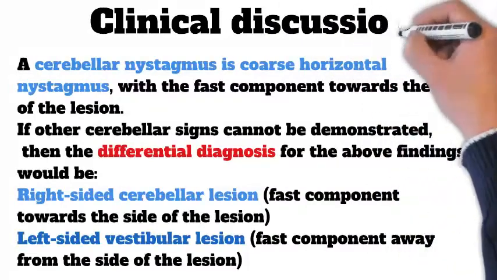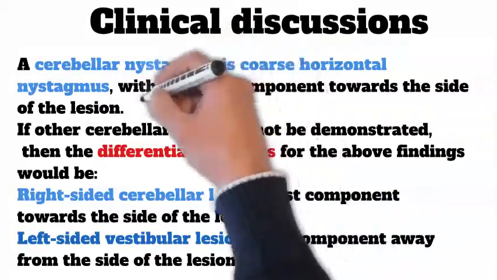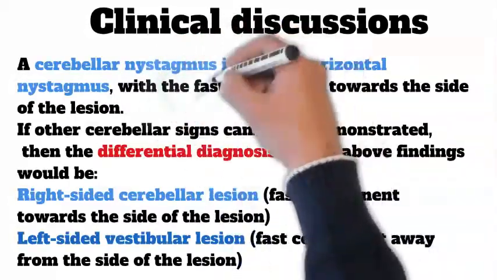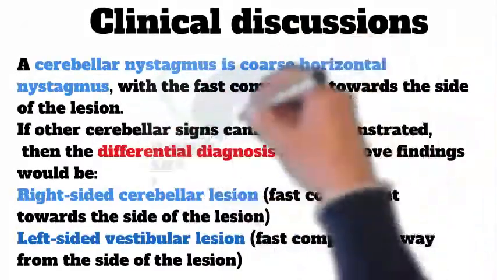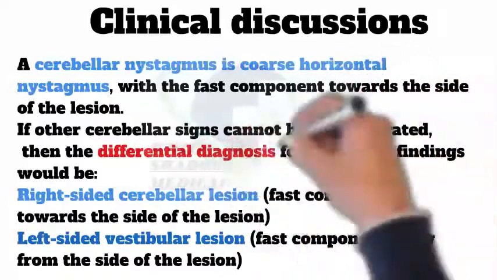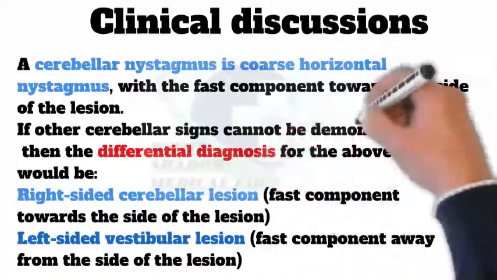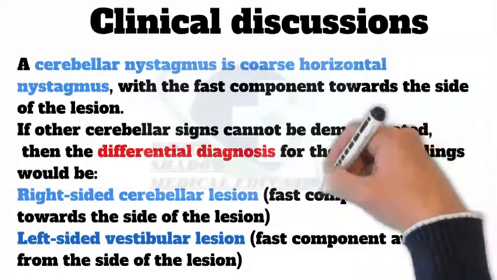hypermetric saccades. If other cerebellar signs cannot be demonstrated, then the differential diagnosis for the above findings would be right-sided cerebellar lesion, with fast component towards the side of the lesion. Left-sided vestibular lesion, with fast component away from the side of the lesion.